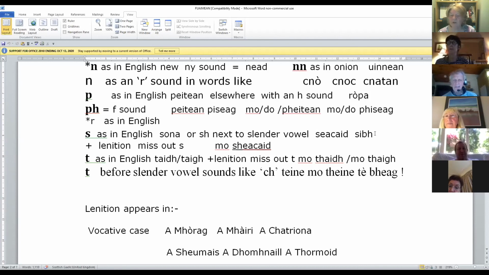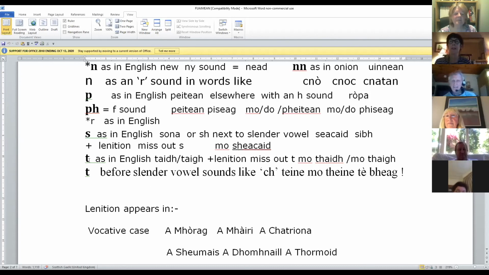The word sheena, in fact, S-I-N-E in Gaelic is sheena, and that's how you have the English version, S-H-E-E-N-A. That's how that comes about. But when you have lenition, you have to say mo hehgaj, and the S disappears. It's still in the spelling, but the S disappears. So mo hehgaj.